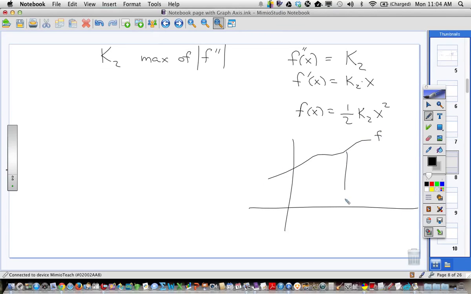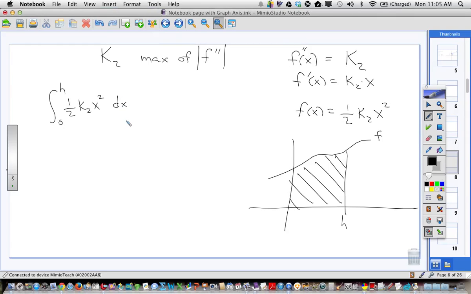Okay, I'm going to go one subinterval from 0 to h, and I'm going to find that area right there. So I'm going to do that integral from 0 to h of 1/2 K2 x squared dx. I'm just going to do that area.